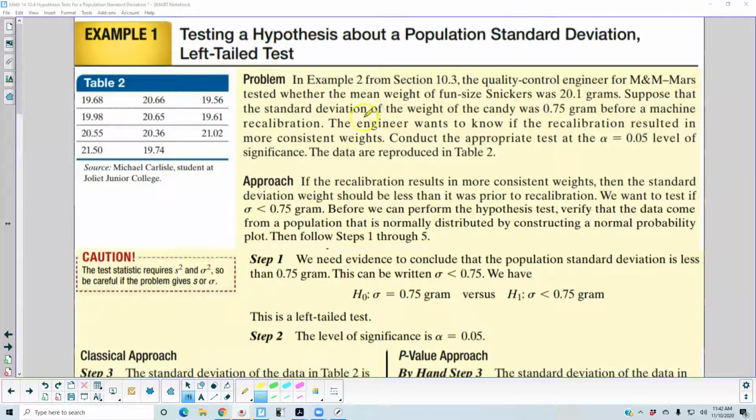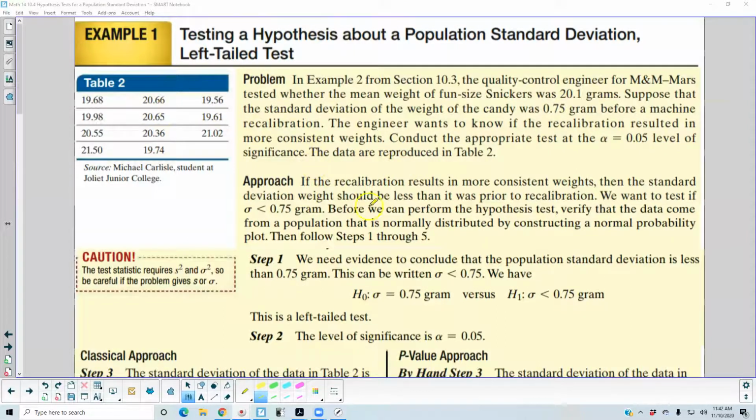Suppose that the standard deviation of the weight of the candy was 0.75 gram before a machine recalibration. The engineer wants to know if the recalibration resulted in more consistent weights. We want to conduct the appropriate test at the alpha equals 0.05 level of significance, and the data are reproduced in table 2 over here on the left.